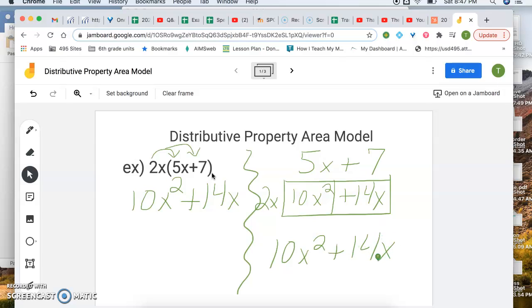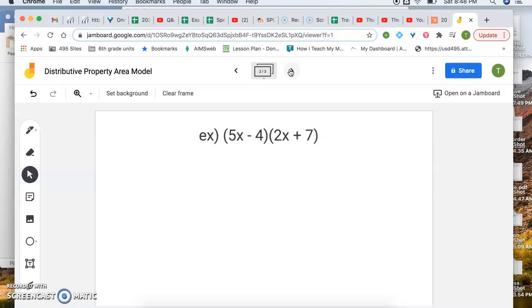Okay. This seems like it may be a little bit too much work here to make this area model, but it becomes very handy when we get to terms that are like a binomial times a binomial that we have right here. So we still have to take everything multiplied inside, but in this case we want this 5x minus 4, each term here, multiplied by each term in the second binomial.